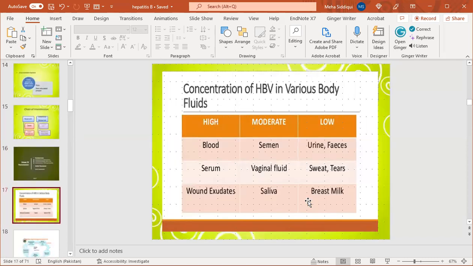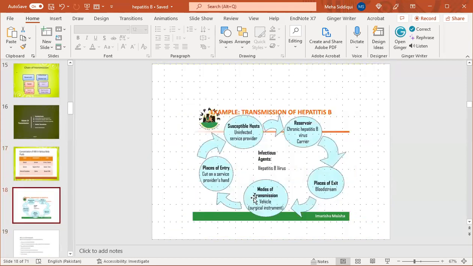Now, the concentration of hepatitis B virus in various body fluids. It is high in blood and serum. Moderate concentration is seen in semen, vaginal fluid, and saliva, and the lowest concentrations are found in urine, feces, sweat, tears, and breast milk. Since it is found more in serum, it is also called serum hepatitis. Initially, it was called serum hepatitis.